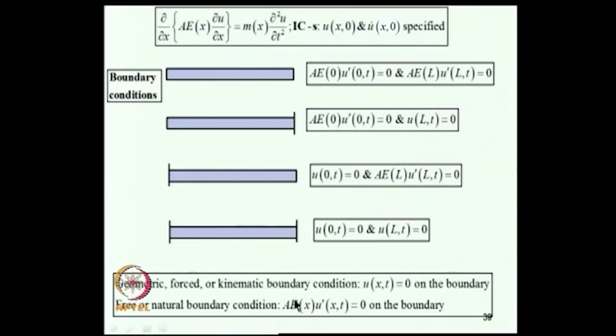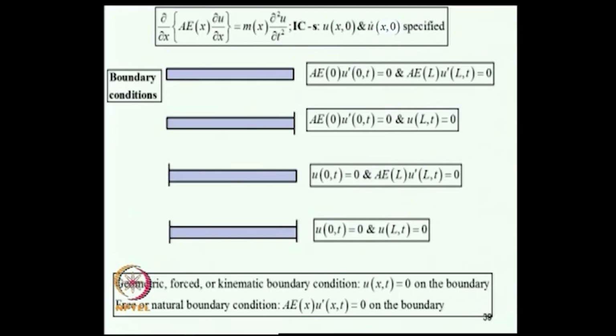So, this leads us to the specification of boundary conditions, and for this problem we can think of 4 possible configurations of the rod. This equation, which is valid for x equal to 0 to L and for t equal to 0 to infinity, is called the field equation. Here this is the partial differential equation, and associated with this there are 2 initial conditions.